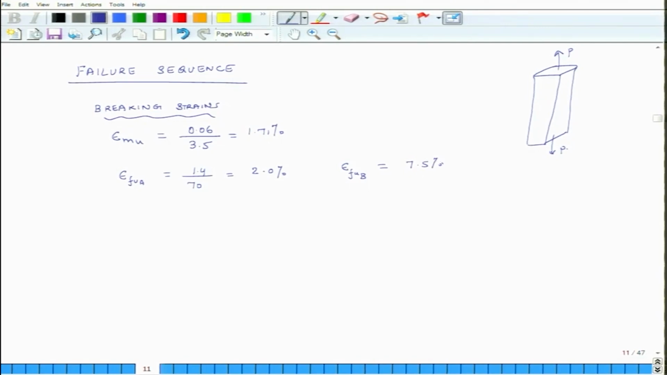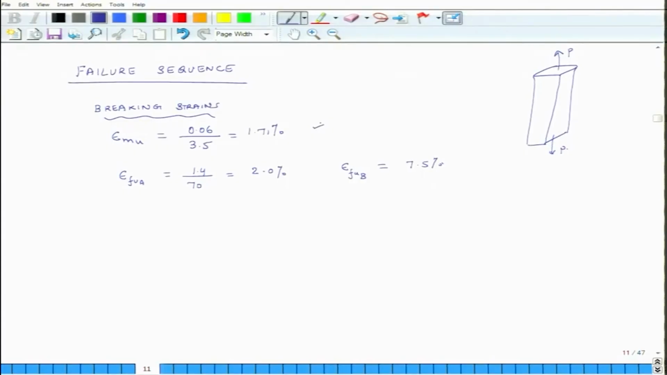So, what does that mean? Because it is a load controlled experiment, what do we mean by load control? We are applying external load. And everything is having the same strain, so the first thing which will break is the matrix in this case.